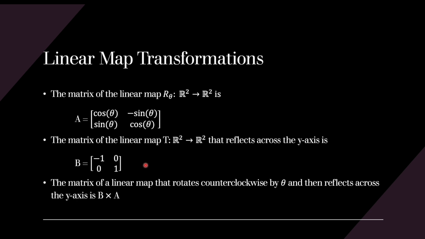Matrix multiplication also represents linear transformations, or linear maps. We generate different geometric transformations by multiplying matrices together. For example, we know that the matrix of the linear map R theta is this matrix A, and the matrix of the linear map T that reflects across the y-axis is this matrix B. So we can find the matrix of a linear map that rotates counterclockwise by theta and then reflects across the y-axis by multiplying B by A.